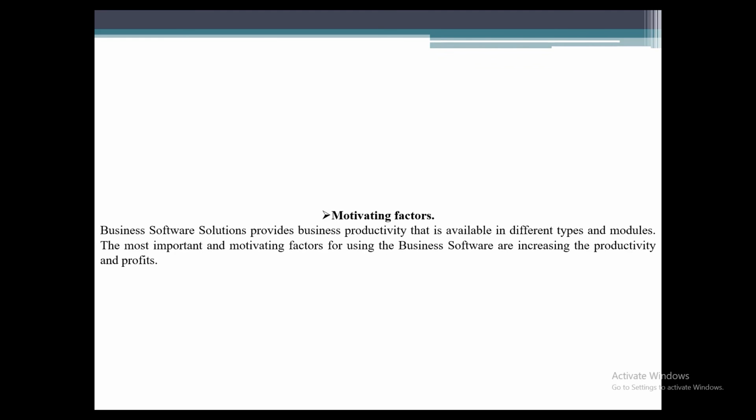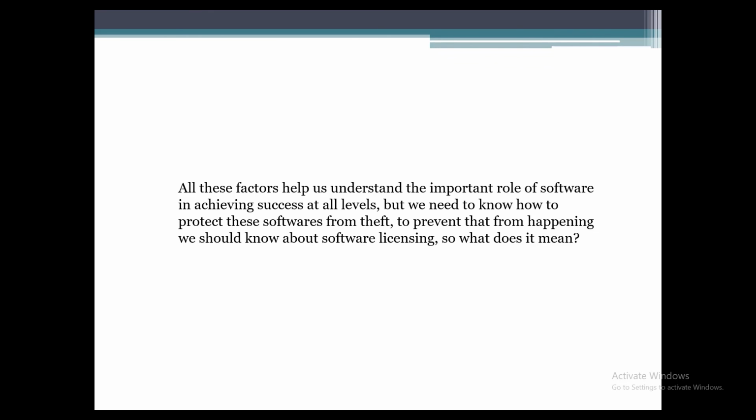Motivating factor. Business software solutions offer various types and models for business productivity. Increased productivity and profit are the most important and motivating factors for using business software. So all the factors help us understand the important role of software in achieving success at all levels.